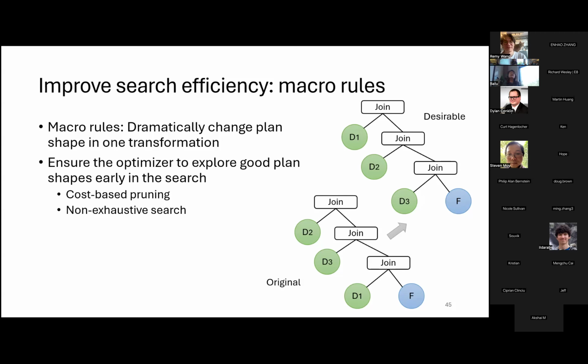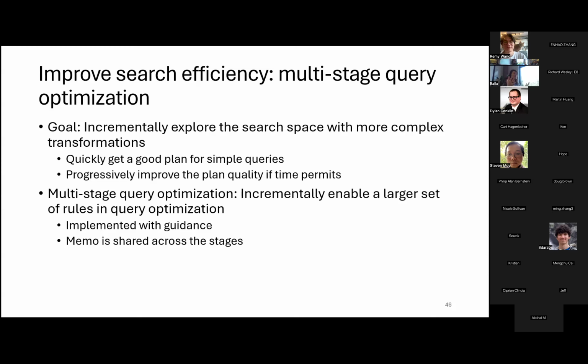Okay, a final thing that is very important in practice is multi-stage query optimization. The goal is that instead of firing all the rules for every query, we want to incrementally increase the search space if the query needs it. For example, if the query is very simple, like scanning a table or a lookup on a single table, then it probably doesn't need the overhead of incurring the whole huge set of rules.